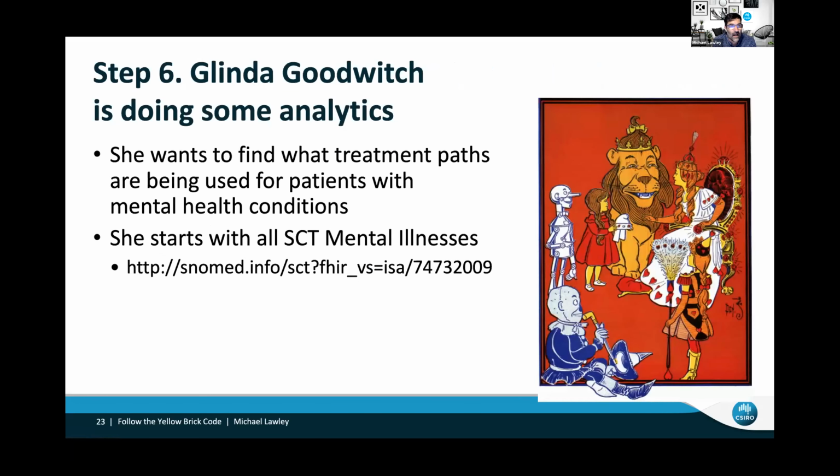So sometime later, researcher Glinda is doing some analytics. She's doing a study on treatment pathways for patients with mental health conditions. And she first tries to build a cohort of patients with conditions relevant to her study. So she starts with a simple value set, which is all SNOMED codes that are descendants of the mental illness SNOMED code. So this is expressed in an implicit value set.